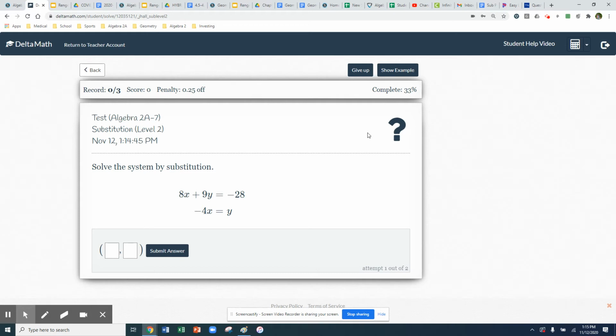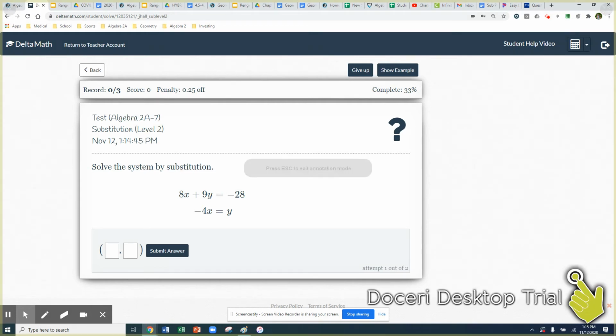So in this problem, I'm going to take negative 4x and I'm going to substitute it in for the y right there. So here's what that would look like then. I'm going to have 8x plus 9. Substituted the y for negative 4x. So I'm going to put negative 4x right into there. And complete the problem is equal to negative 28.